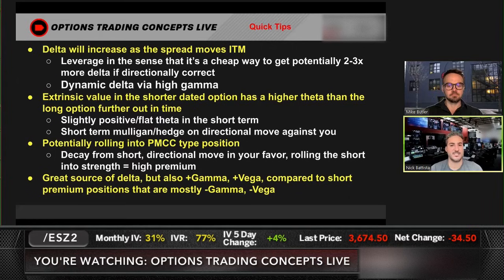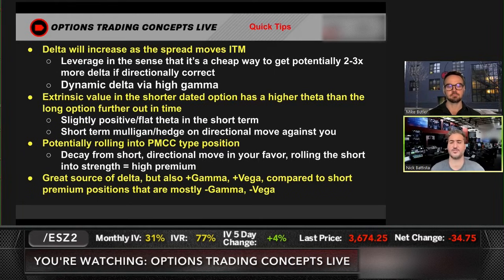All right, couple quick tips. Delta will increase as the spread moves in the money. So you get a little bit of added leverage, in the sense that it's a cheap way to get potentially 2 or 3 times the delta if you're directionally correct. You start at 20 or 30 deltas, long or short. If you're directionally correct, that could go to 50, 60, 70 deltas in the short term, which comes from the gamma exposure that you have on the position. It's a very high gamma exposure on a diagonal spread, which leads to dynamic deltas as well. So if you are correct, you get more correct as that position continues on.